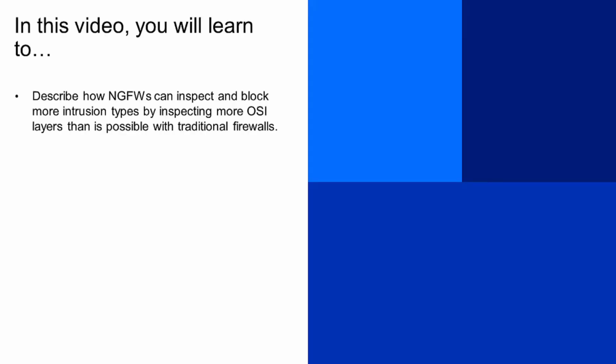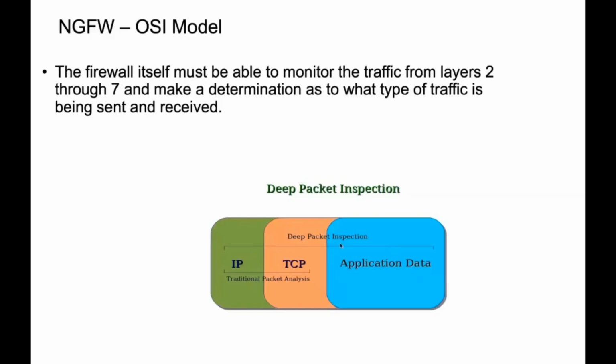In this video, you will learn to describe how NGFWs can inspect and block more intrusion types by inspecting more OSI layers than is possible with traditional firewalls. As you can see here, a traditional firewall uses layer 3 and layer 4 to make blocking decisions. The deep packet inspection firewall is able to inspect up to the application layer.